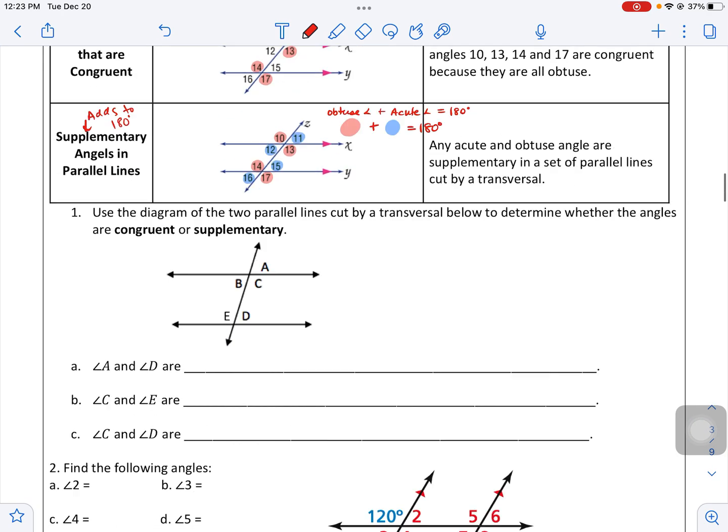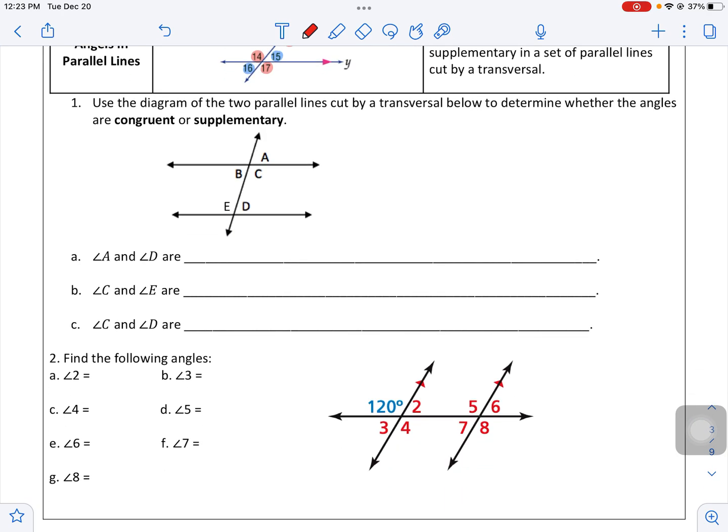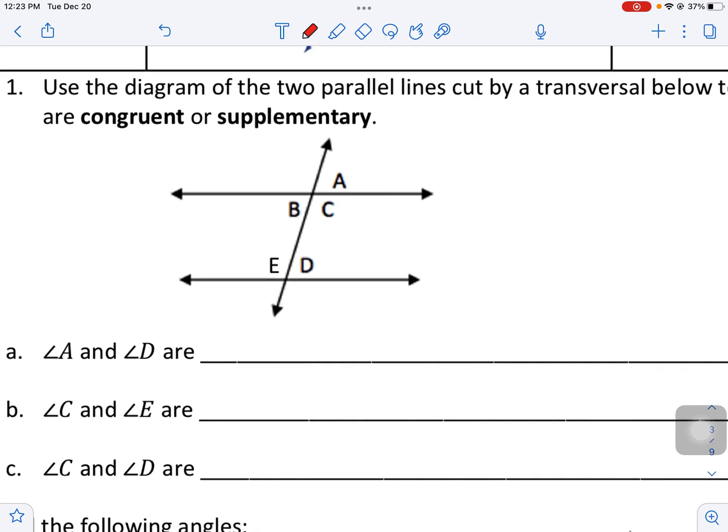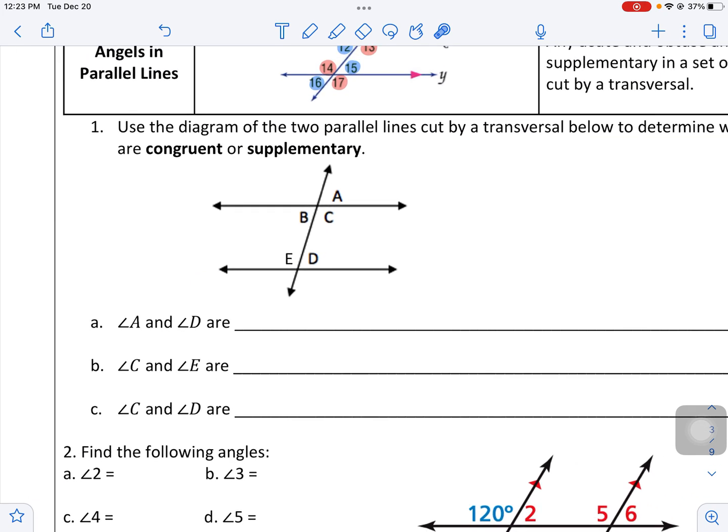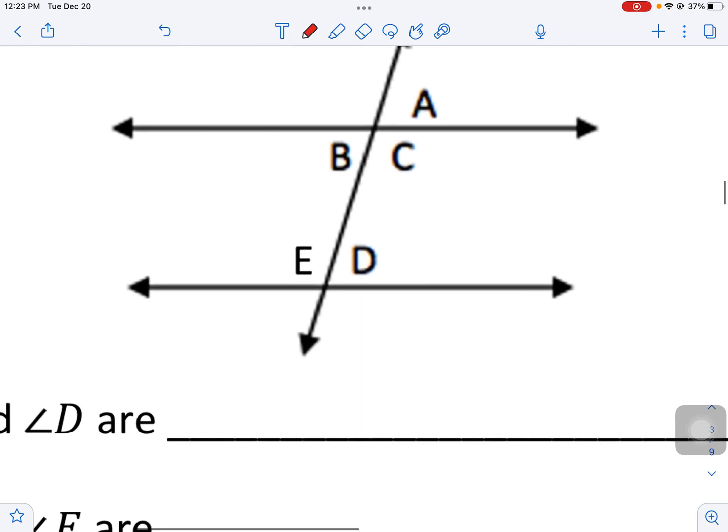Okay, let's kind of practice that a little bit. Let's see. So use the diagram of the two parallel lines cut by a transversal below to determine whether the angles are congruent and supplementary. All right, so in here you don't see those little triangles, but it says right here two parallel lines. So we know that they are parallel. If you want, you could always add in the little marks to show that they are parallel.